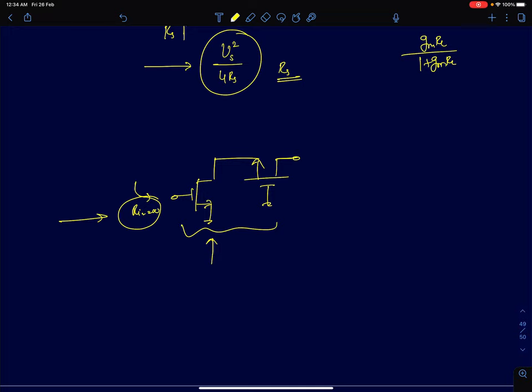So then we can see that the voltage gain will be independent of RS. If input resistance is infinity, then the voltage gain will be independent of RS. That's an advantage of having a common source amplifier preceding a common gate.